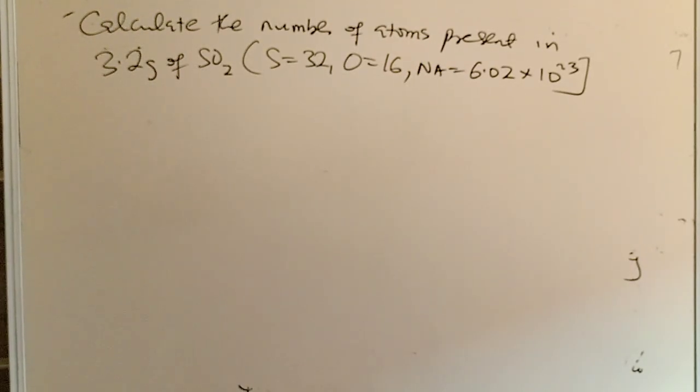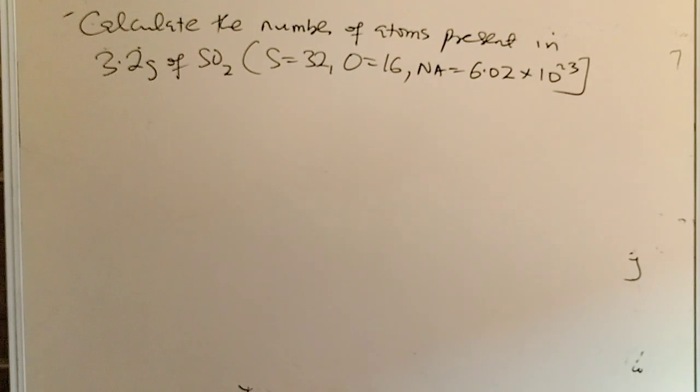So we're taking one more last problem for today's lecture that will round off the mole concept. The question says calculate the number of atoms present in 3.2 grams of sulfur IV oxide, or sulfur dioxide. Calculate the number of atoms present in 3.2 grams of sulfur IV oxide.